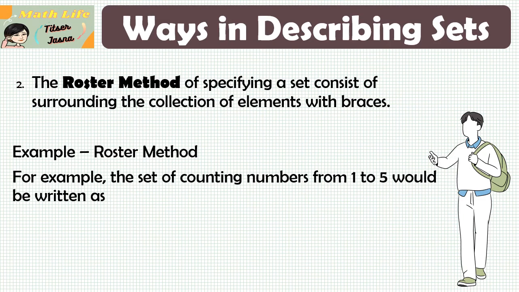For example, the set of counting numbers from 1 to 5. Again, the set of counting numbers from 1 to 5 will be written as braces and then the elements, the numbers 1, 2, 3, 4, 5, and enclosed again by braces. As you can see, elements are separated by commas.